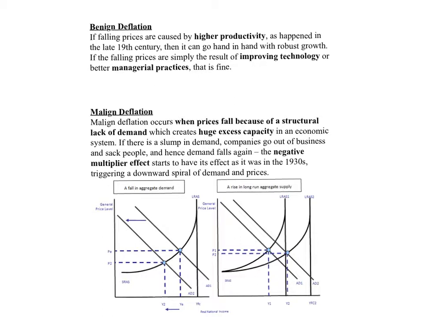If there is a slump in demand, companies go out of business and they may have to make people redundant, and hence demand falls again. So the negative multiplier keeps on occurring. So it's like a vicious cycle. It just carries on getting worse and worse. And we've seen moments of this in the 1930s, which you can go on to research.